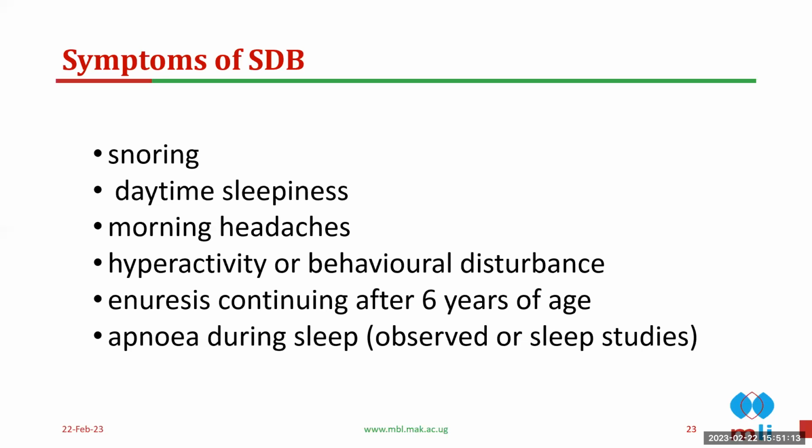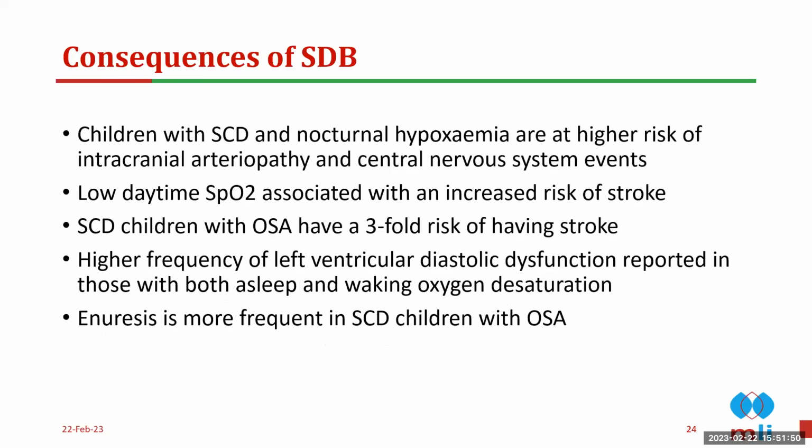They're either hyperactive. And when you have a child who is 6 years and older and has enuresis, probably they have sleep disordered breathing. And sometimes the parents are able to observe that there is apnea, moments when the child is completely not breathing. But if you do the sleep studies, you can actually detect this. So again, these are a few of the symptoms of sleep disordered breathing. And I think it might be important that as we assess these children, we try to look out for them, because as we have discussed, they lead to hypoxemia, which worsens the lung function of these children.